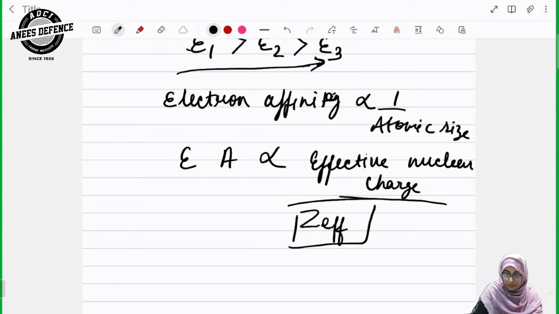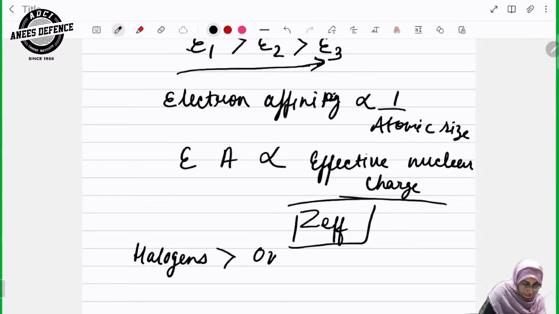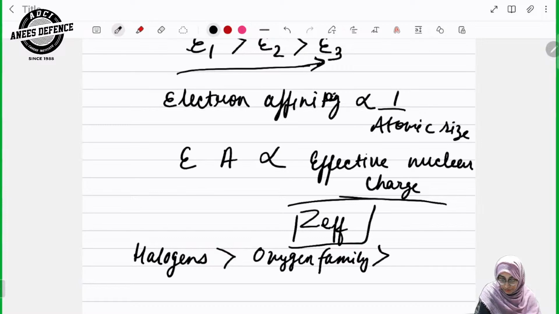So what we can say, the electron affinity follows the following series. Can you say the series? Which are the most electronegative elements? Halogens, because halogens come under group 17. Then the oxygen family, then the carbon family, and so on. Just an example.